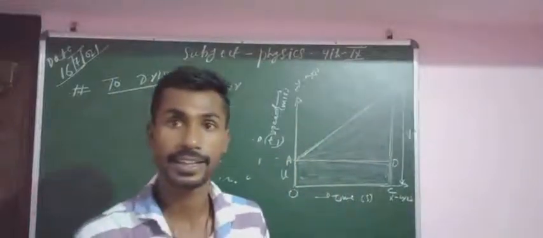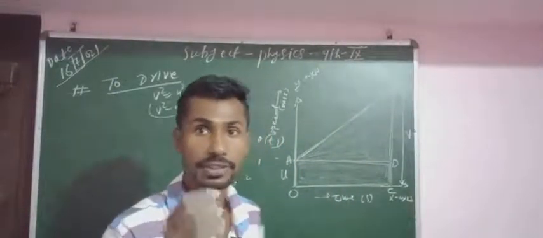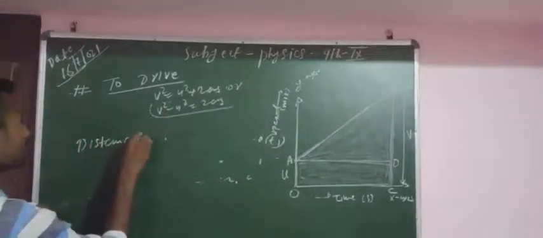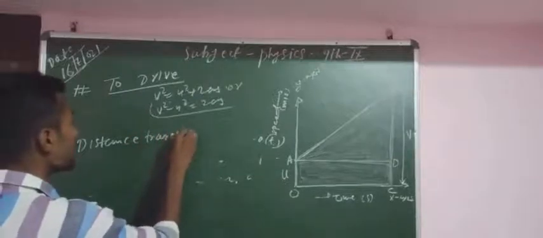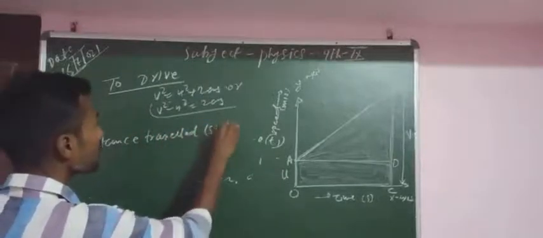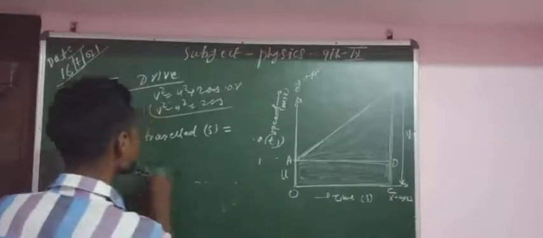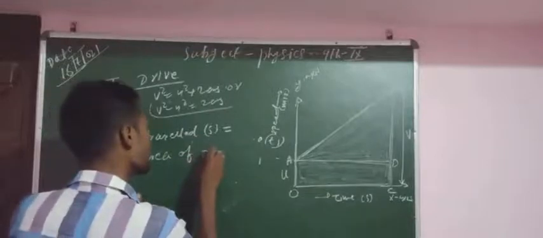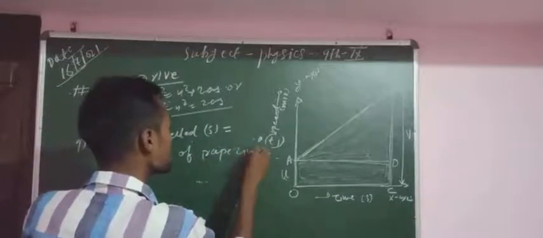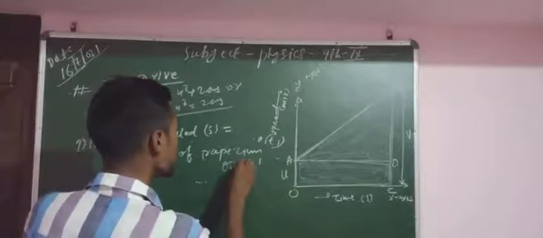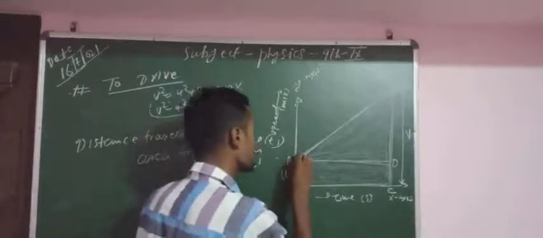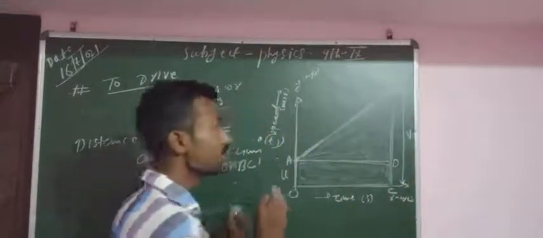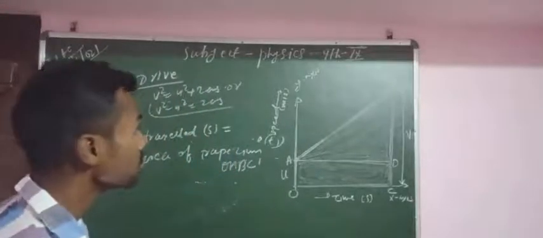Now let's start. How can we find the value of this equation? Look at this. Distance travelled, that means s, equals what? The area of the trapezium OABC. This is the total area of the trapezium OABC.